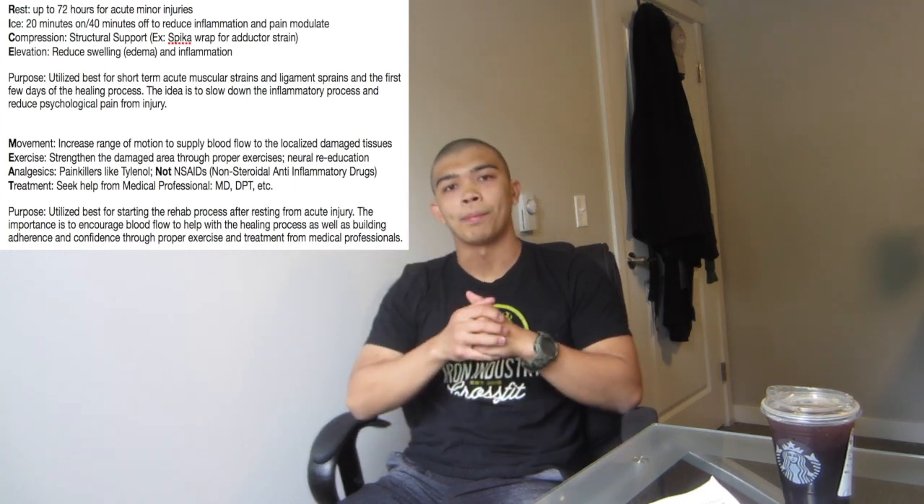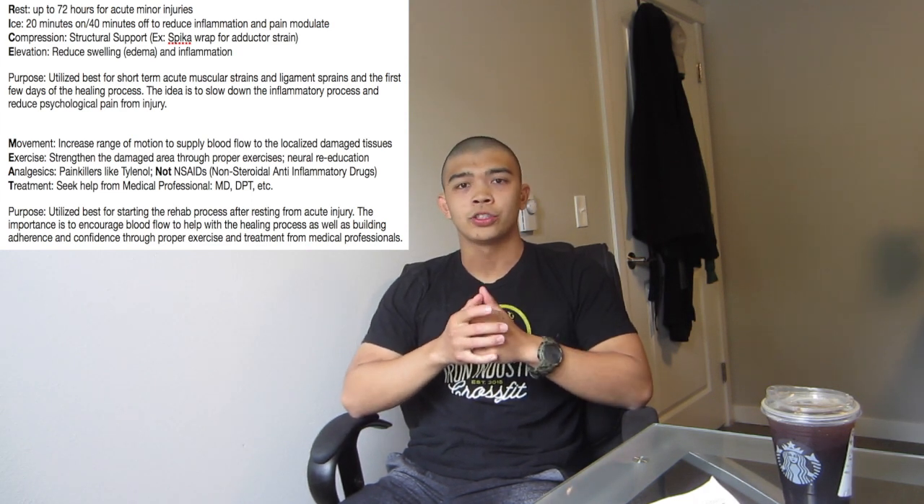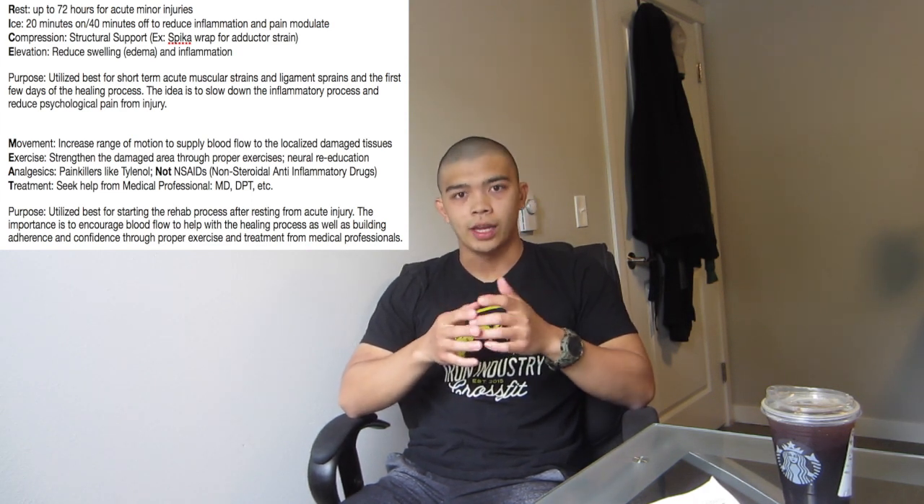We've sprained our ankle now, and there are 2 acronyms that we need to talk about. The first one you may have heard in the past, it's called RICE, and the second one has been popping up a lot more in the kinesiology science world right now, and it's called MEAT. So RICE stands for rest, ice, compression, and elevation. MEAT stands for movement, exercise, analgesics, and treatment.